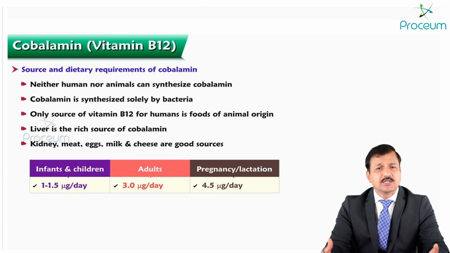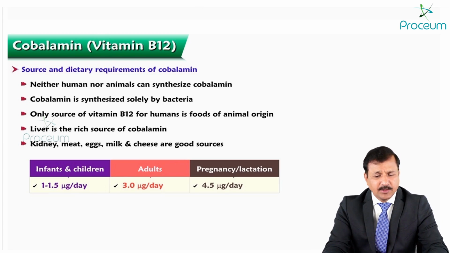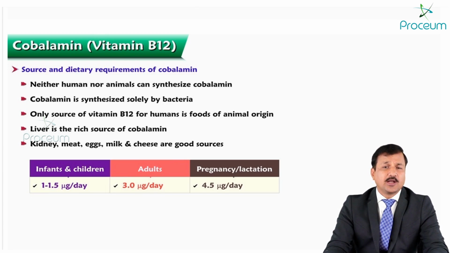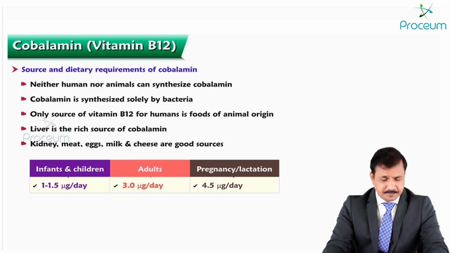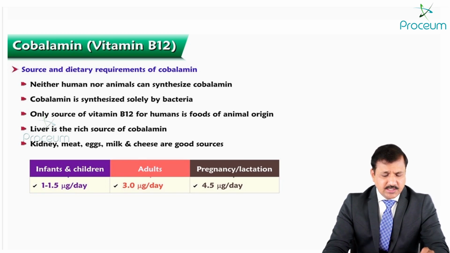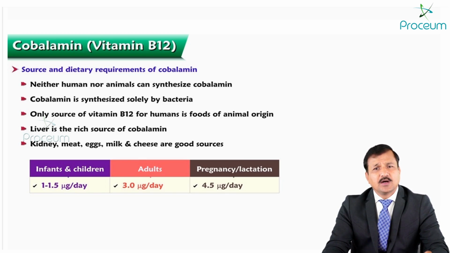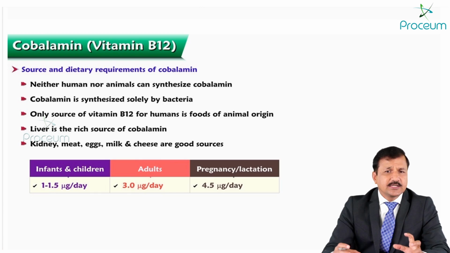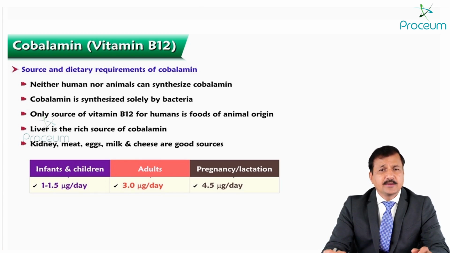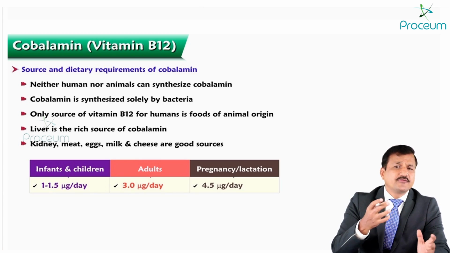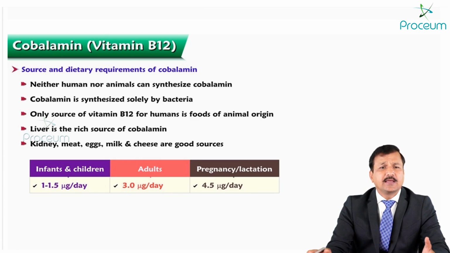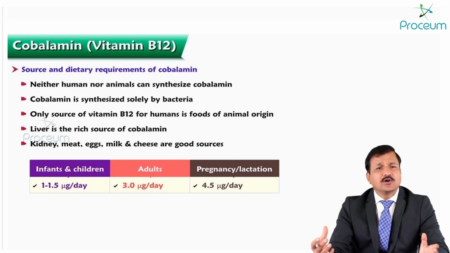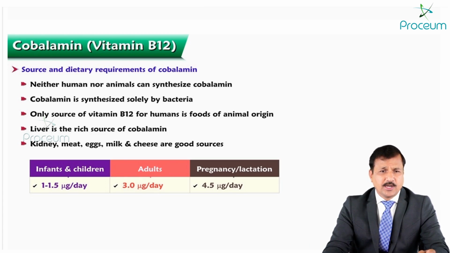And when a person consumes food derived from animal origin, that's how we get cobalamin, the one that is synthesized by the bacteria in the intestine. Now, the liver is a rich source of cobalamin because the majority of the cobalamin absorbed by ruminant animals will be stored. 50% of that cobalamin is stored in the liver, and the rest is stored in the kidney, muscle and other tissues. So, kidney, meat, eggs, milk and cheese are also good sources of cobalamin.